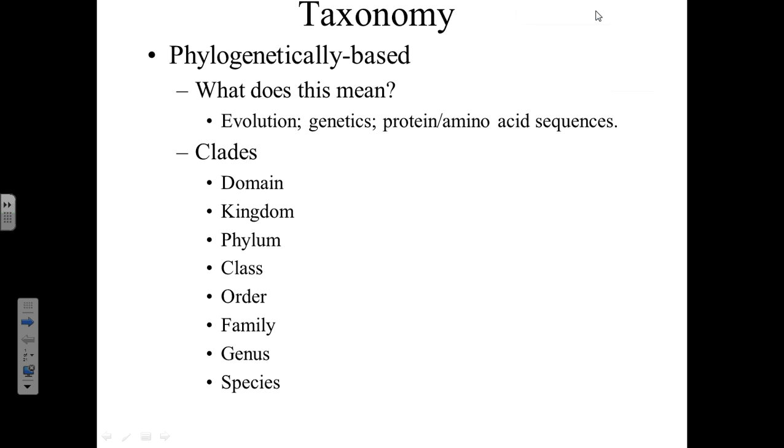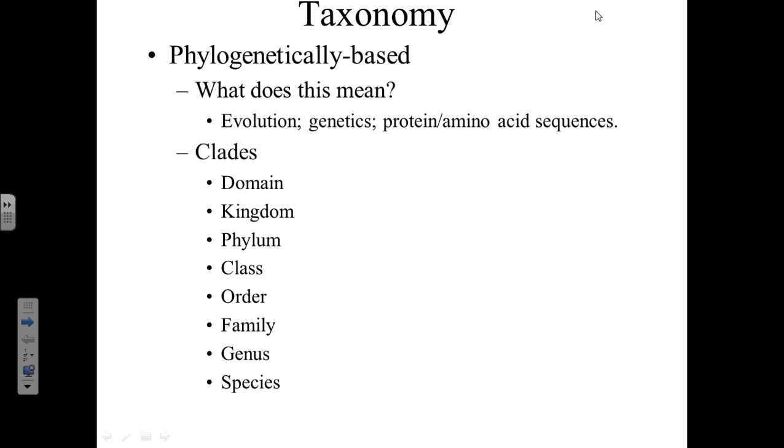Okay, so taxonomy. We talked last time about taxonomy and how it's putting things into groups, classification essentially. And that when it first started out, things were grouped based on what? How they look. Yeah, morphology, how they look. But today, that's not what it's based on at all. It's based on what's called phylogenetics, which is evolutionary and genetic relationships. We talked about how they decided who's related to who.